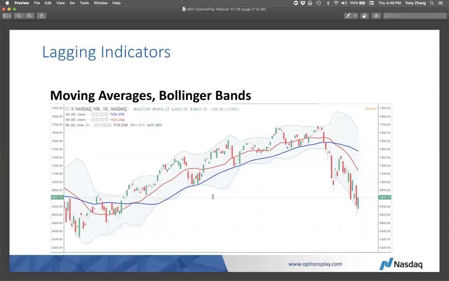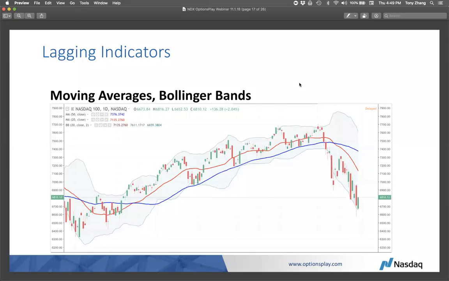Next, I want to move over to lagging indicators, moving averages and Bollinger Bands, these types of indicators. Like I said, this is by no means an exhaustive list of lagging indicators. There are plenty of other ones. Many of you use channels and things like that. These are all forms of lagging indicators. These are indicators drawn on the chart. So moving average is probably by far the most popular one.